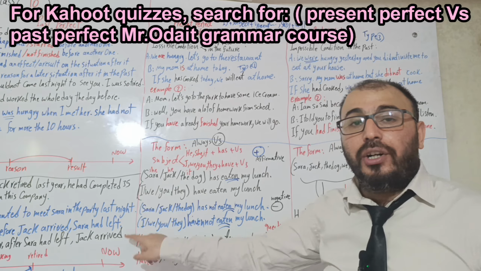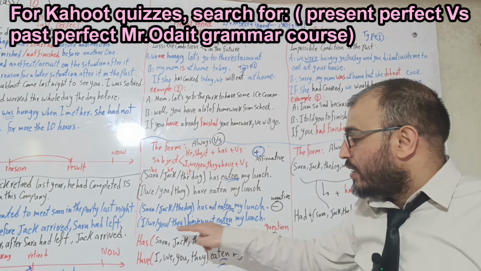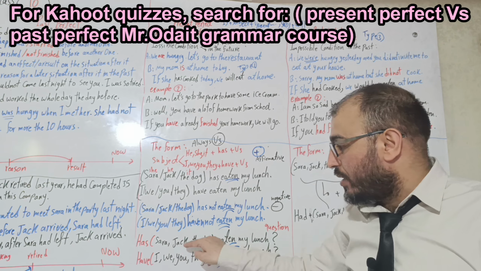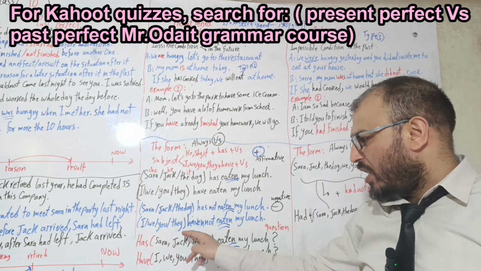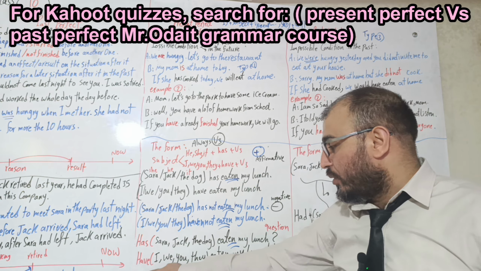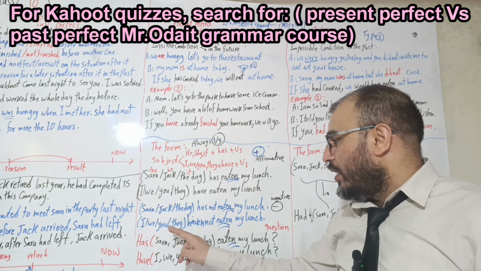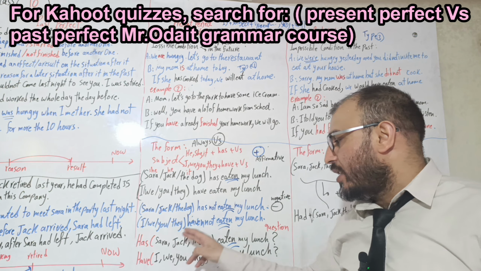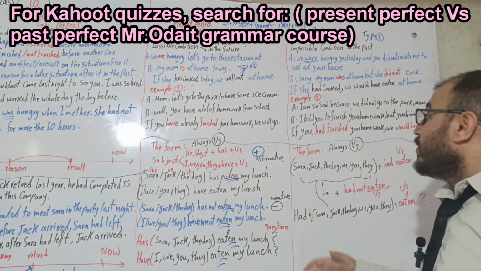We start here with the auxiliary has or have, and our choice here depends on the subject. If the subject is he, she, it, we use has. I, we, you, they, we start with have. Has Sarah eaten my lunch? Has Jack eaten my lunch? Has the dog eaten my lunch? Have I? Have you? Have they eaten my lunch?